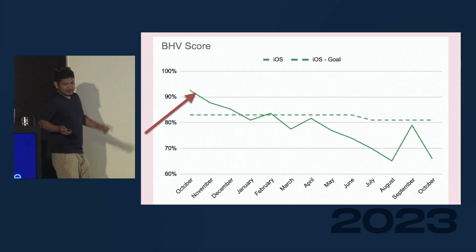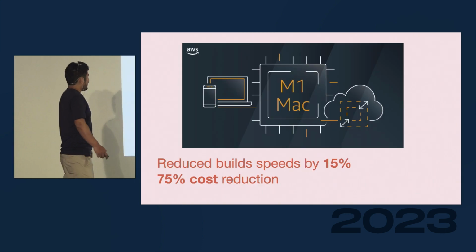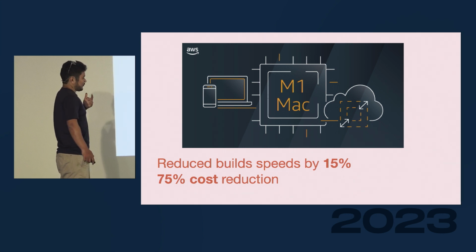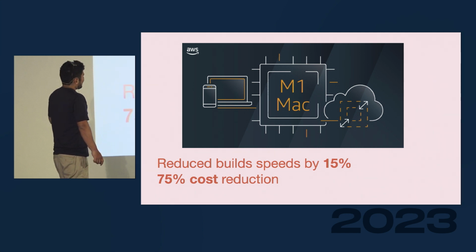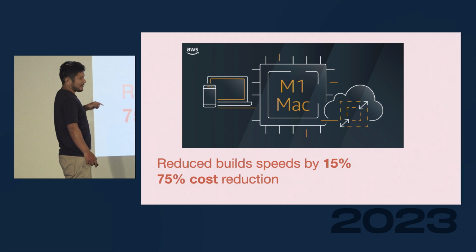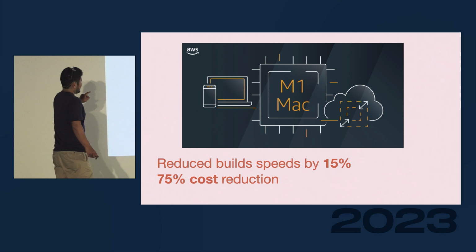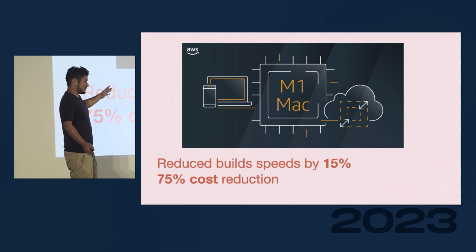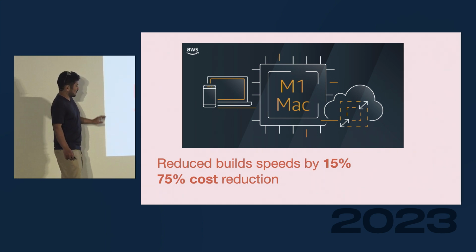For the first app, we had this effort: we migrated to M1 machines on CI. For CI, we use AWS, and originally we were using Intel machines, but then we decided to switch to M1s once they were available. And this was a really big win. We were able to reduce build speeds by 15%. Maybe not as impressive, but the cost part was really the highlight: 75% cost reduction.